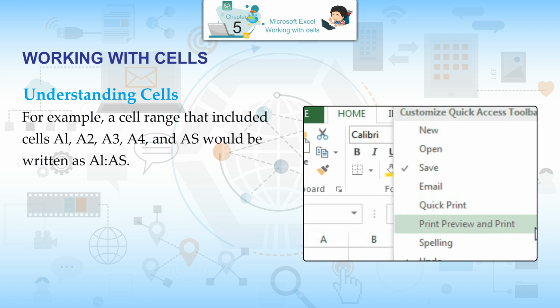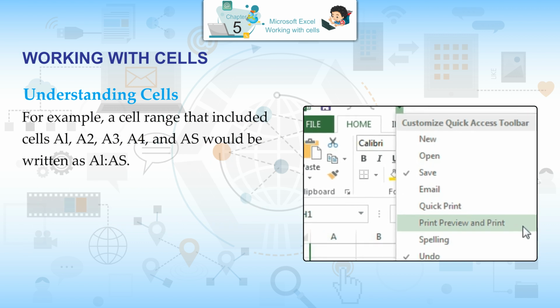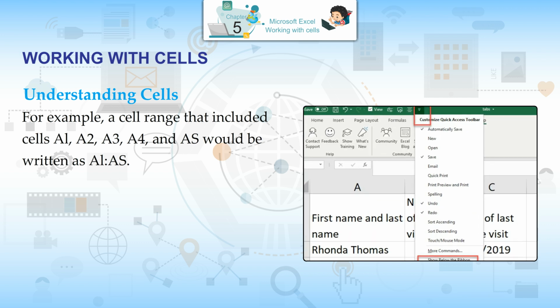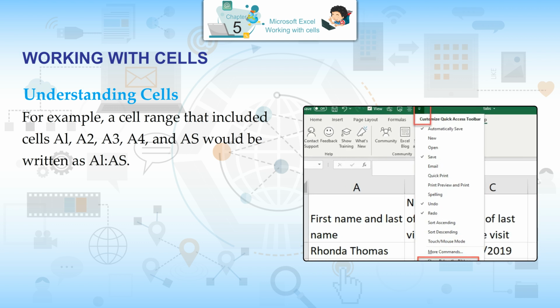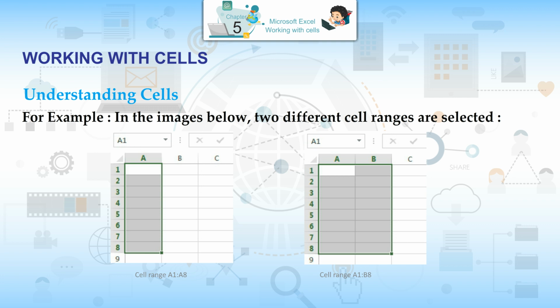For example, a cell range that included cells A1, A2, A3, A4, and A5 would be written as A1:A5. For example, in the images below, two different cell ranges are selected: cell range A1:A8, and cell range A1:B8.